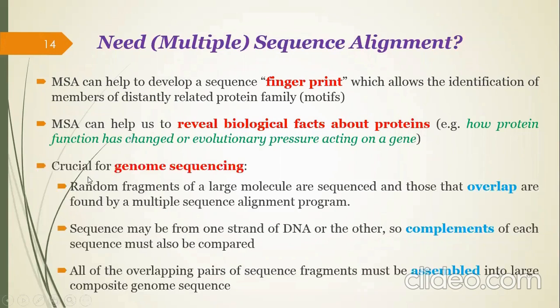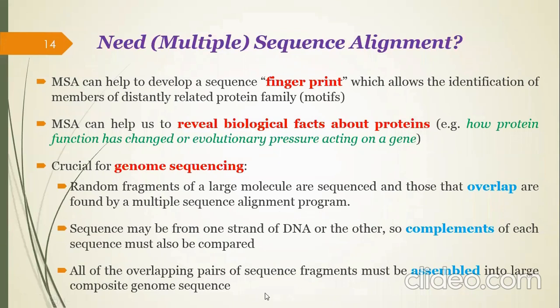And next, it is crucial for genome sequencing as well. So these are the three things for which multiple sequence alignment is used. For genome sequencing, three things are important. Random fragments of large molecules are sequenced, and those that overlap are found by a multiple sequence alignment program.